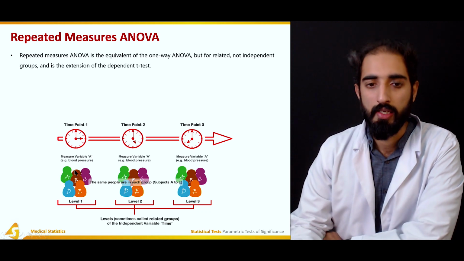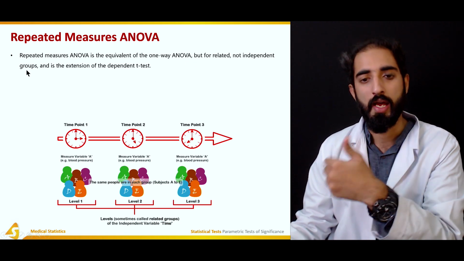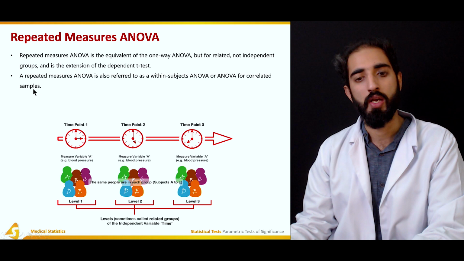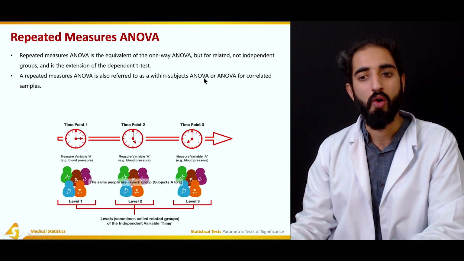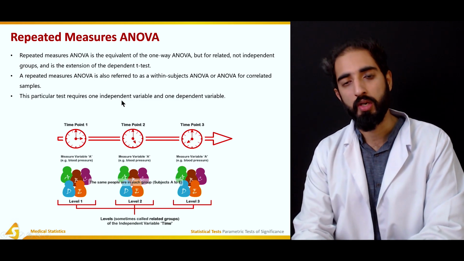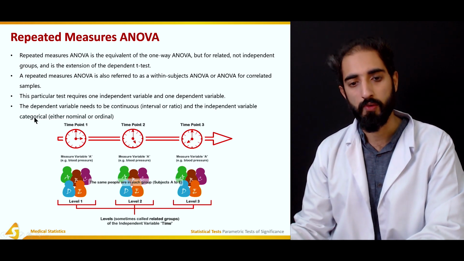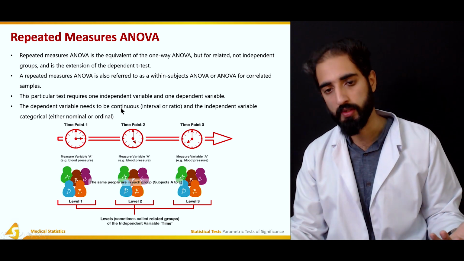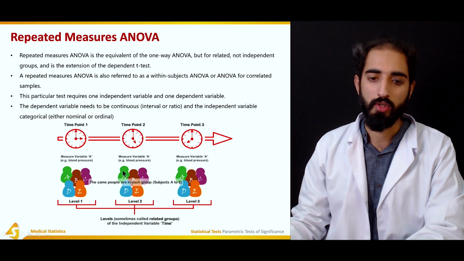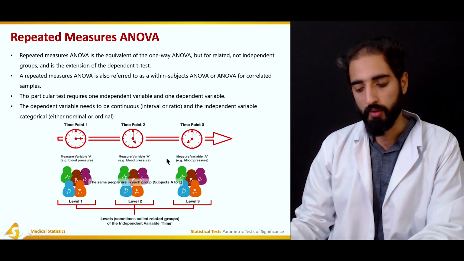So here we can see that repeated measures ANOVA is the equivalent of the one-way ANOVA, but for related, not independent groups, and is the extension of the dependent t-test, or as we also like to call it, the paired t-test. Repeated measures ANOVA is also referred to as within-subjects ANOVA, or ANOVA for correlated samples. This particular test requires 1 independent variable and 1 dependent variable, similar to all of the tests previously discussed, and the dependent variable needs to be continuous and the independent variable needs to be categorical. And so here we can see we are taking the readings at 3 different points in time, so the best test for this would be repeated measures ANOVA.